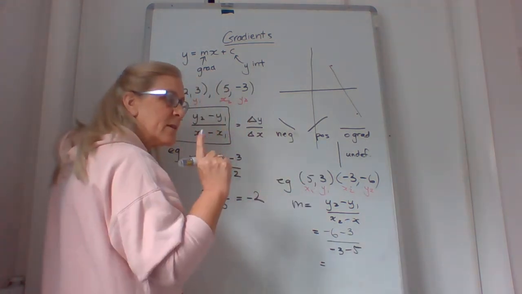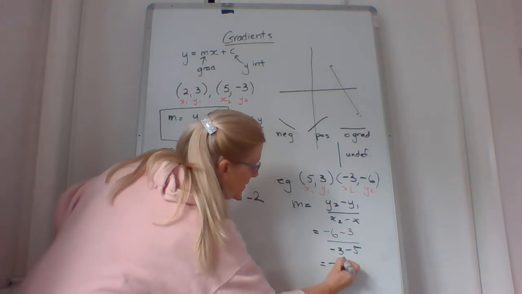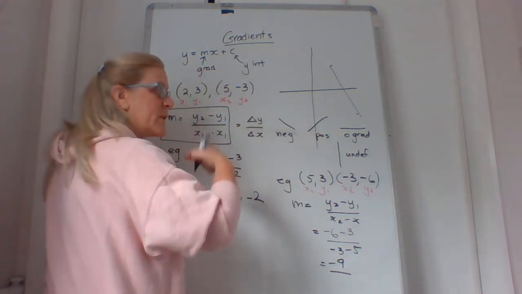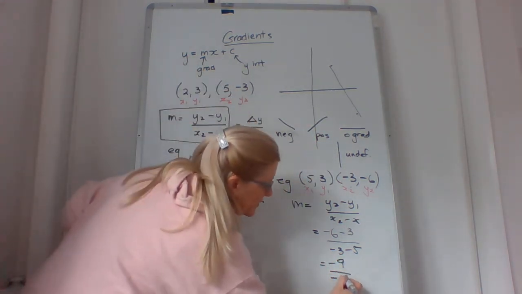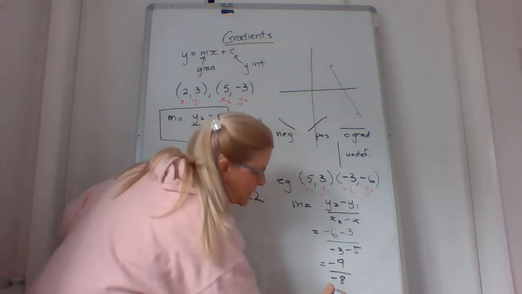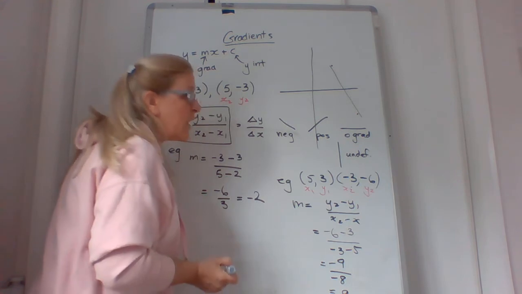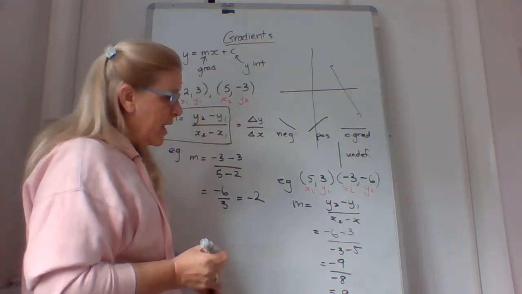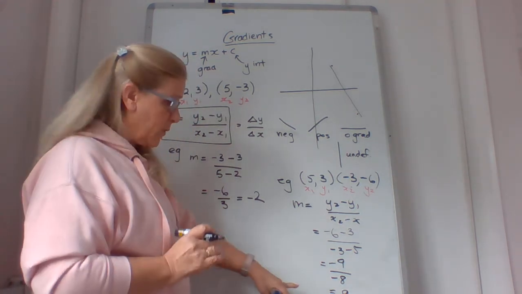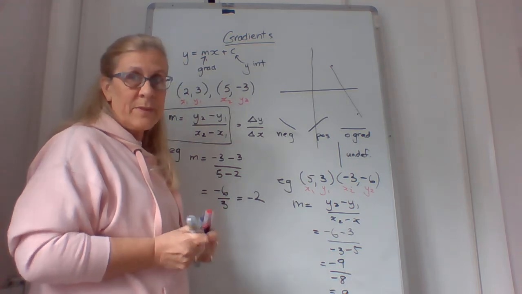Go backwards: -9. -3, go backwards 5, -8. So the negatives cancel, and we've got 9 over 8. We could write it as 1 and 1/8, but 9 over 8 is beautiful. We're quite happy with that as our answer. Okay?